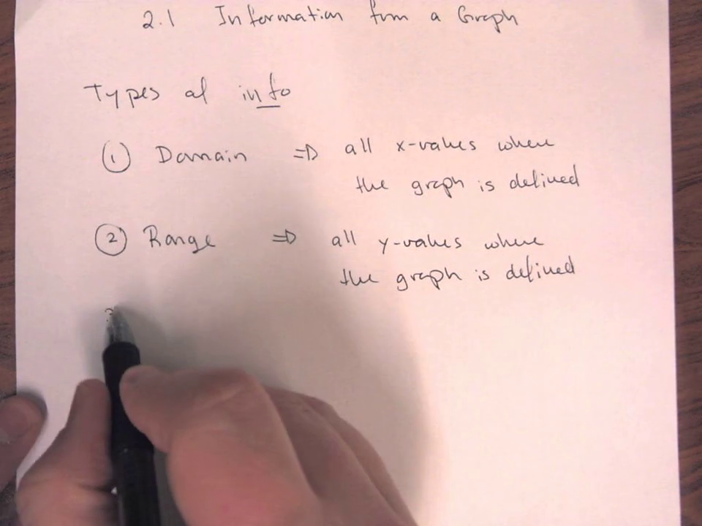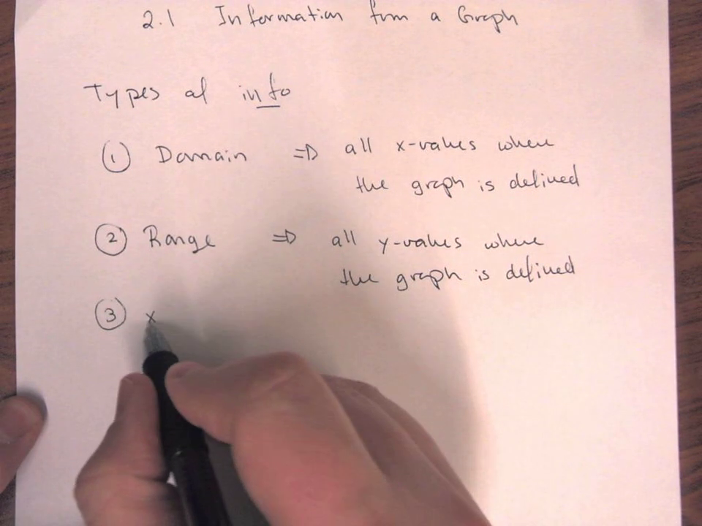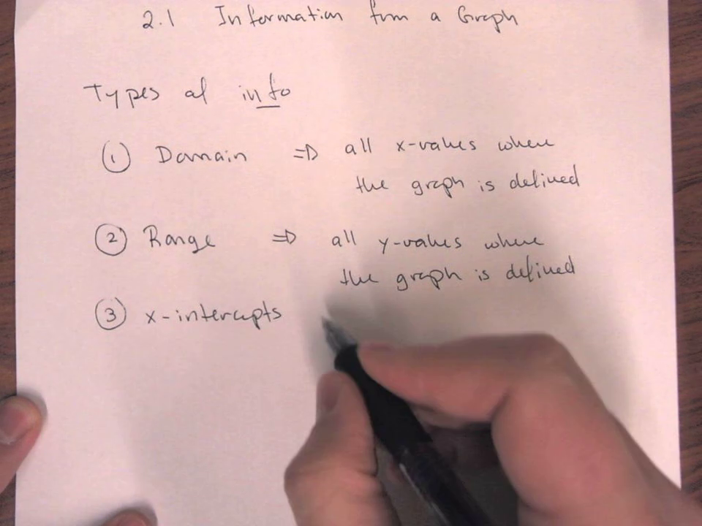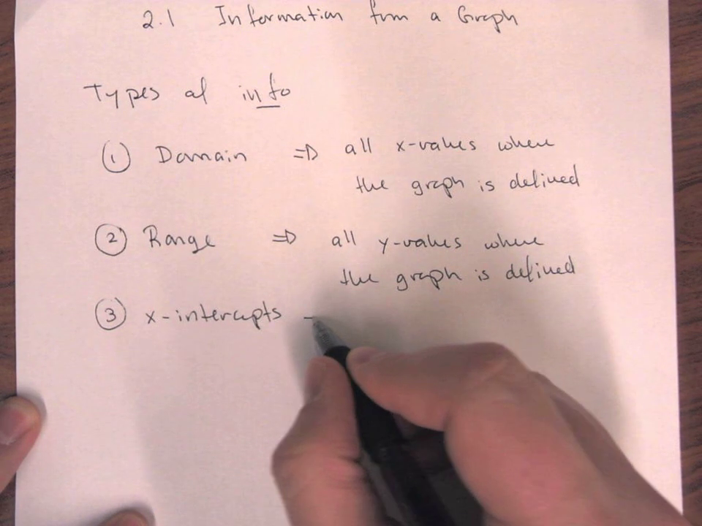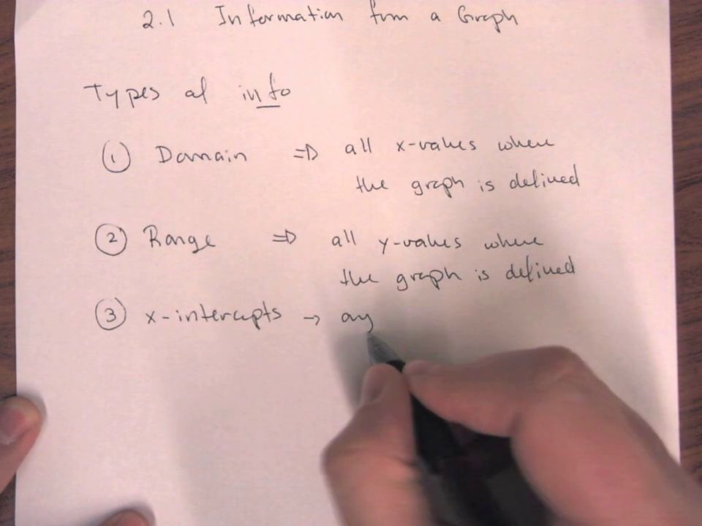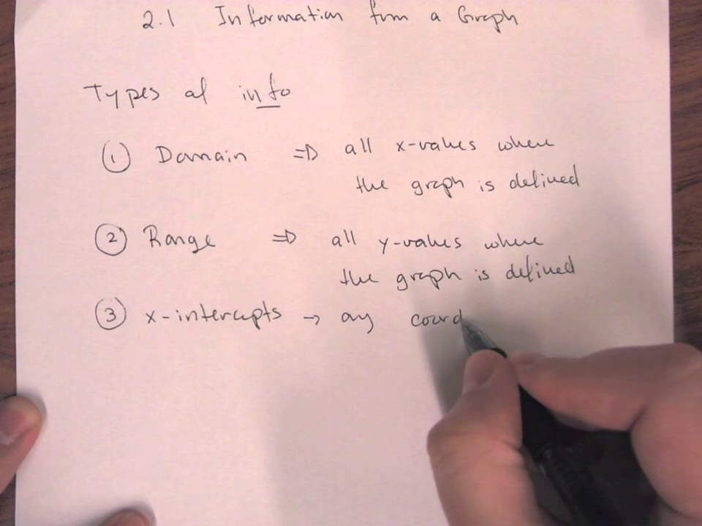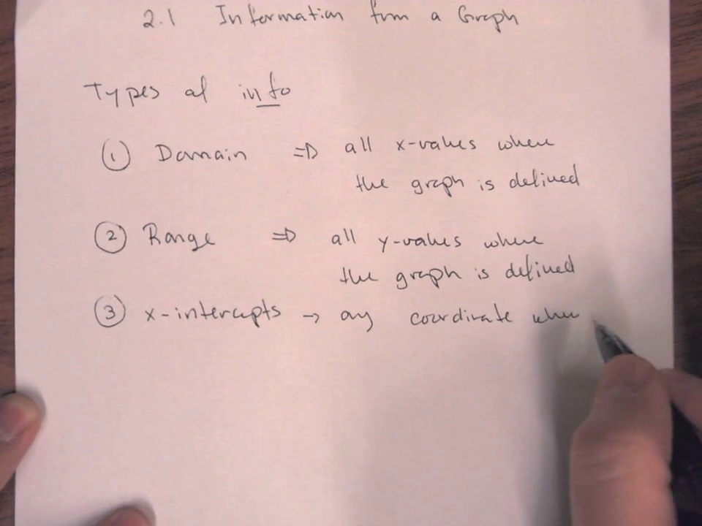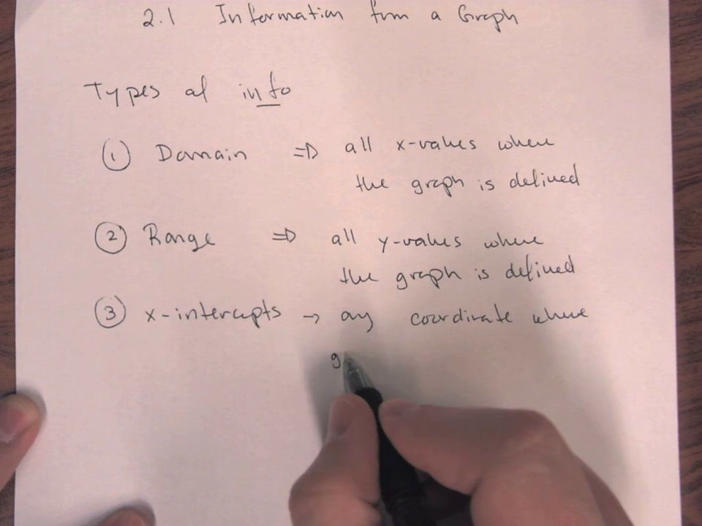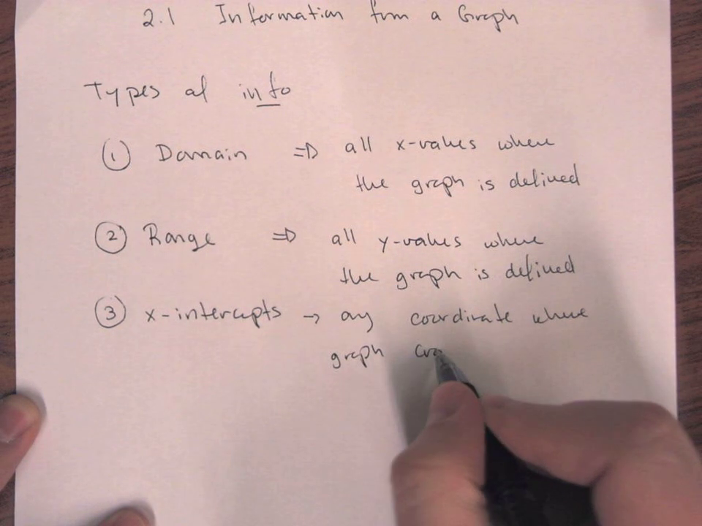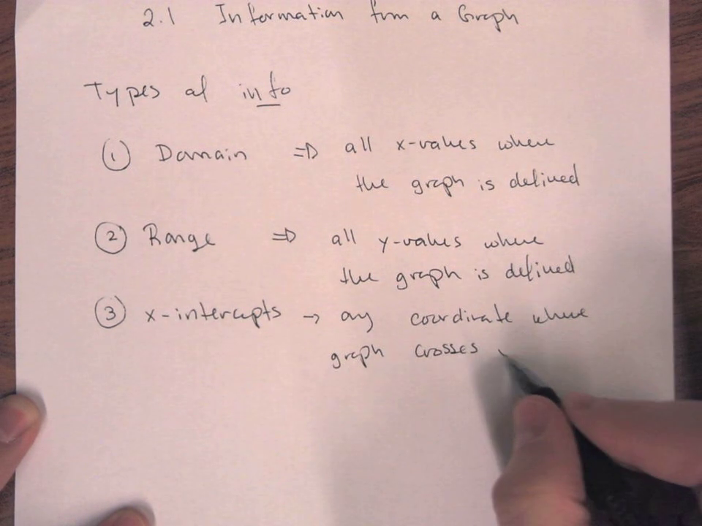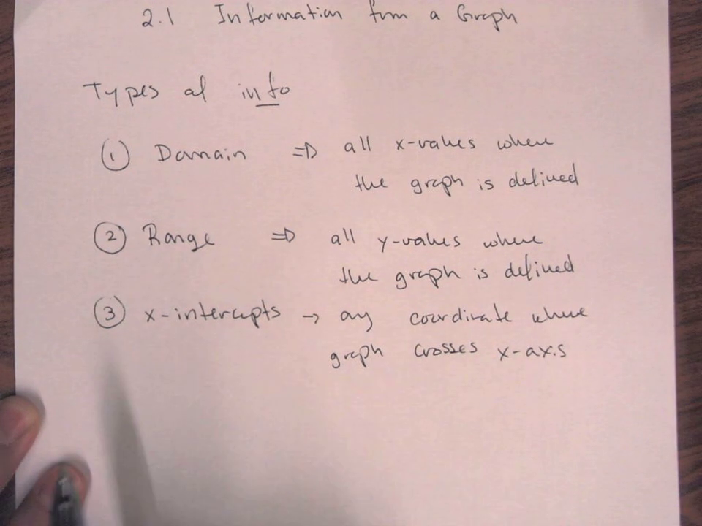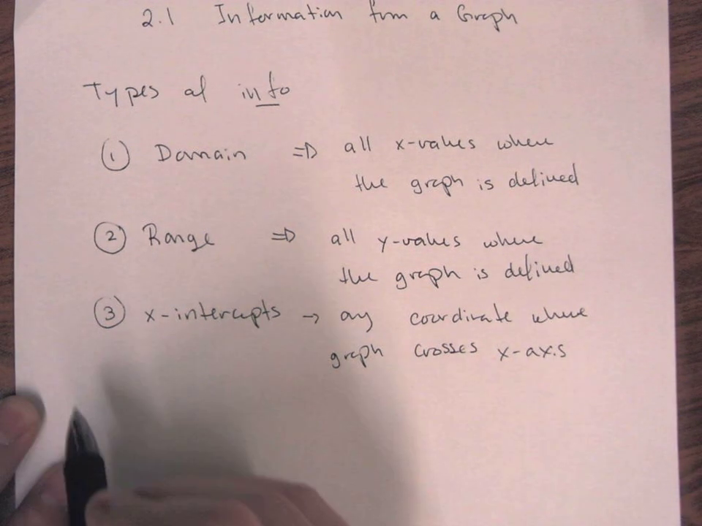The third thing, so this is slightly new, is going to be x-intercepts. So that's any coordinate where the graph crosses our x-axis, which is our horizontal axis, right, going across.